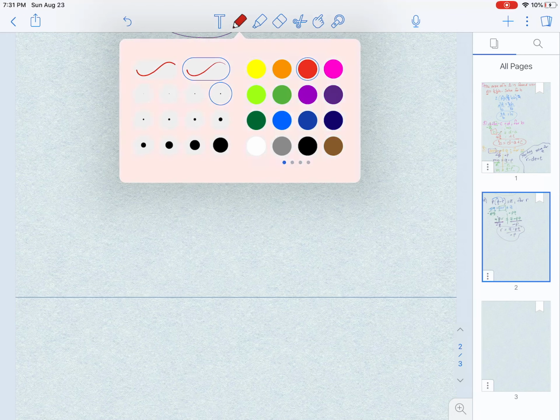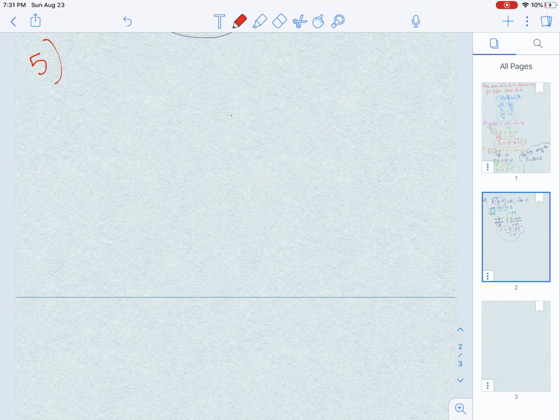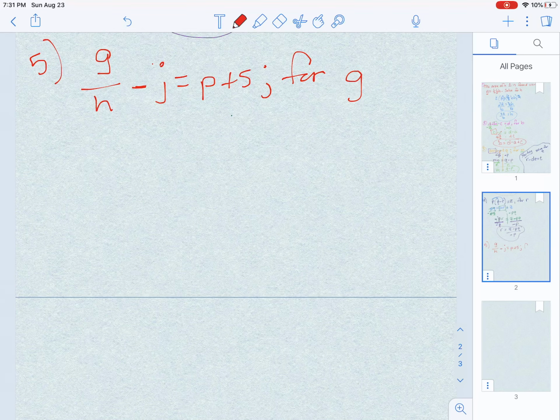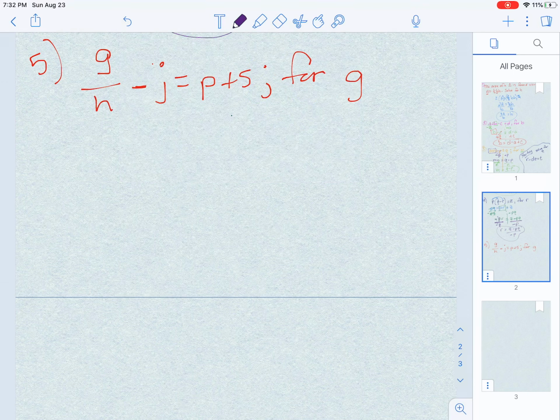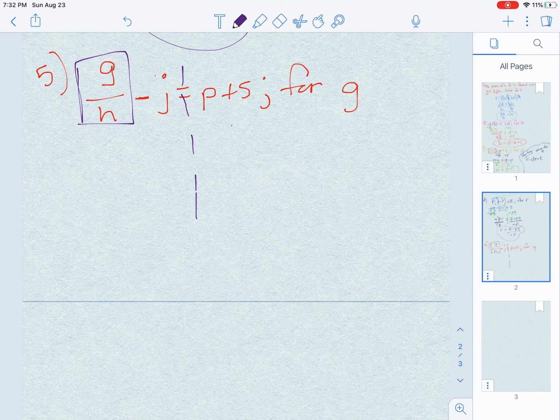So the next one, this would be number 5, we have g over h minus j equals p plus s. We're going to solve for g. Okay, so what are we going to do? First step, isolate that variable. Who do we need to get alone? The g. These guys are attached. Okay, so what else is over there with the g? We have a minus j. The opposite of minus j would be plus j.